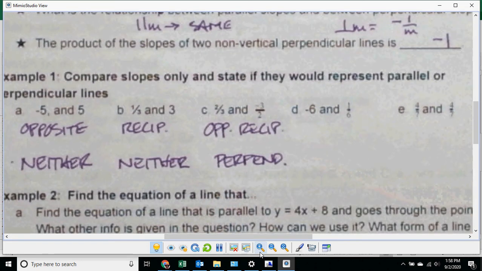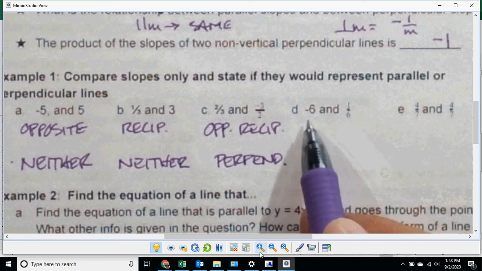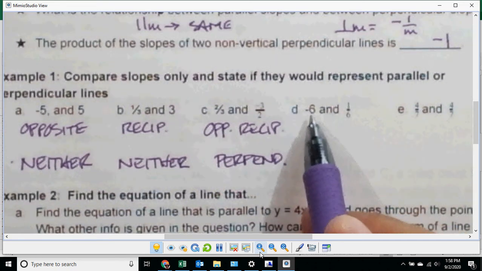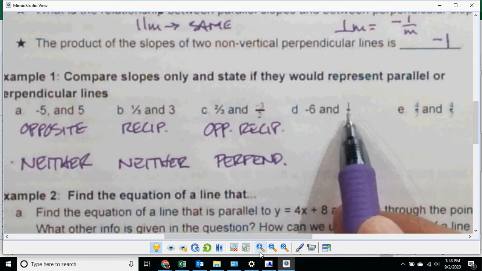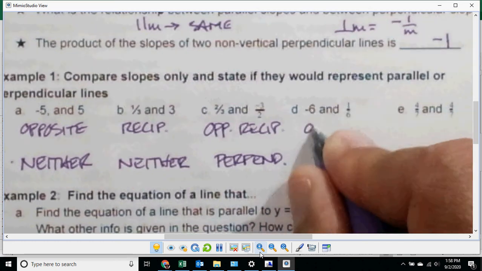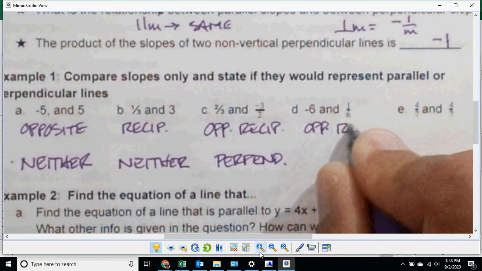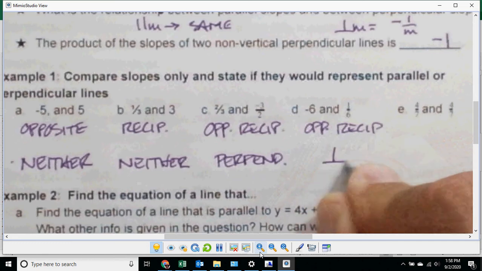All right. Negative 6 and 1/6. So the reciprocal of negative 6 is negative 1 over 6, right? We just flip it. So this is like 6 over 1. So flipping it becomes 1 over 6. It's negative. So this one's negative 6 and this is positive 1 over 6. So this is also the opposite reciprocal. So this one is also perpendicular.